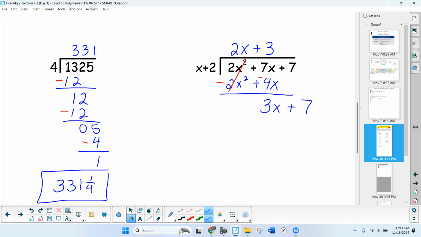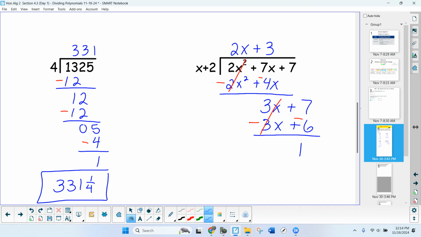And now what do you do with this 3? Multiply it. So what do you get? 3x plus 6. Now I do what? Subtract both of those. What happens to 3x minus 3x? They cancel. And what's 7 minus 6? Is everybody okay with the math I've done thus far? Now we have to write the answer.